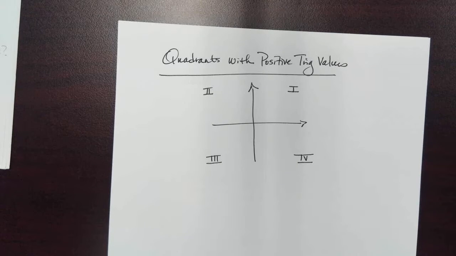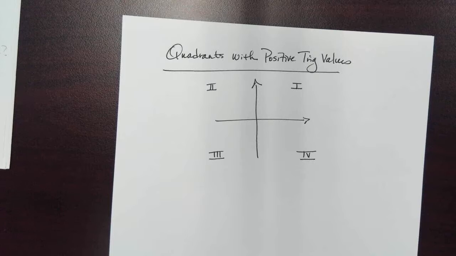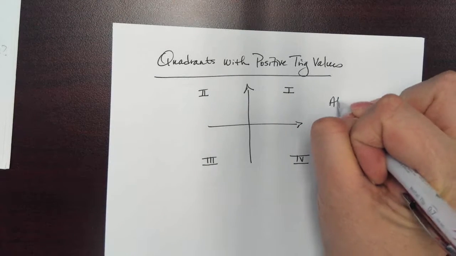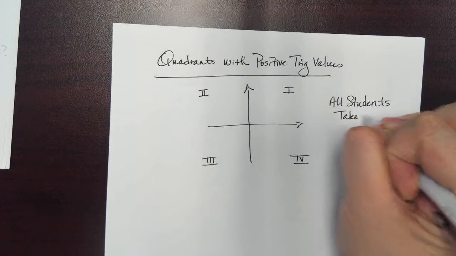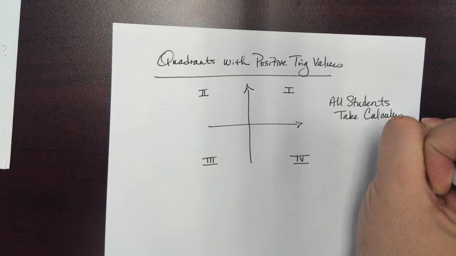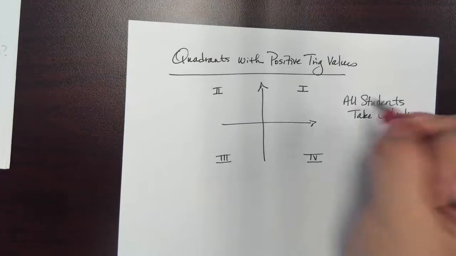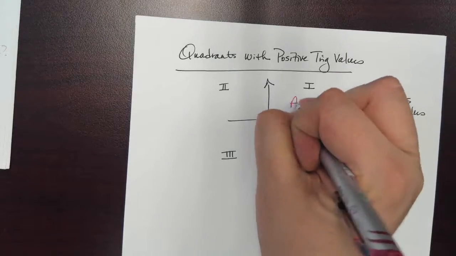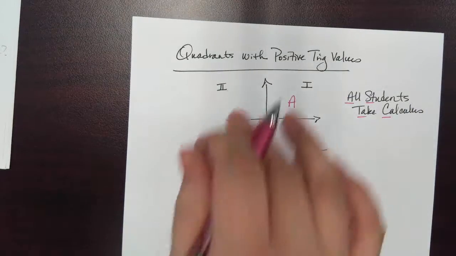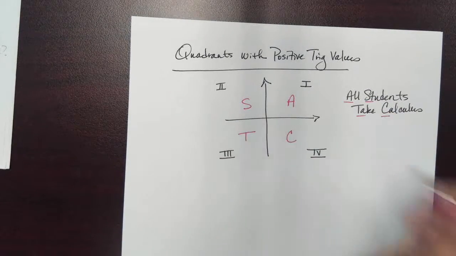Let me give you the saying first. It is: All Students Take Calculus. So how this works, I start in quadrant 1 and put an A. In quadrant 2 I have an S, quadrant 3 I have a T, and quadrant 4 I have a C.